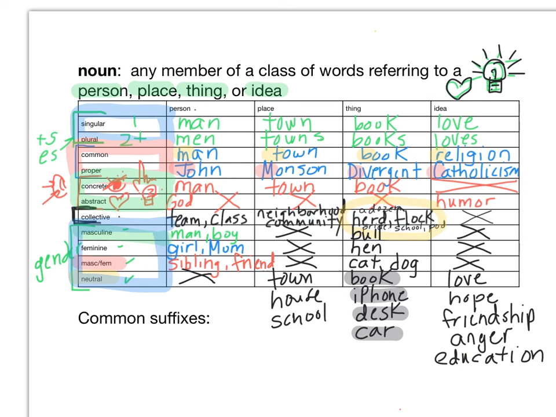Idea, friendship becomes friendships. So you're going to be completing this chart, a blank chart. Use some of the ideas that we talked about here. Any of the items on my chart that have an X on them, please put an X in yours, because there are not any nouns that fit in those categories. So I hope this is helpful. If not, we'll go over it next week.